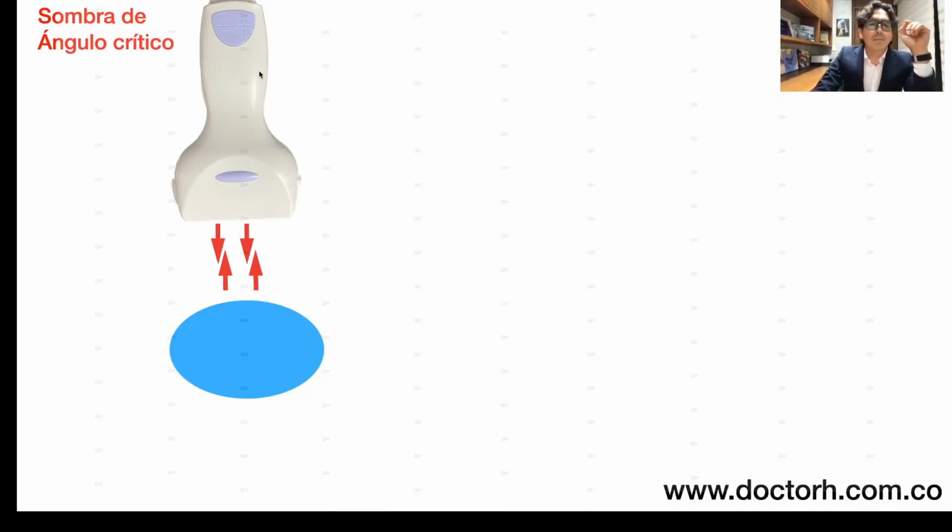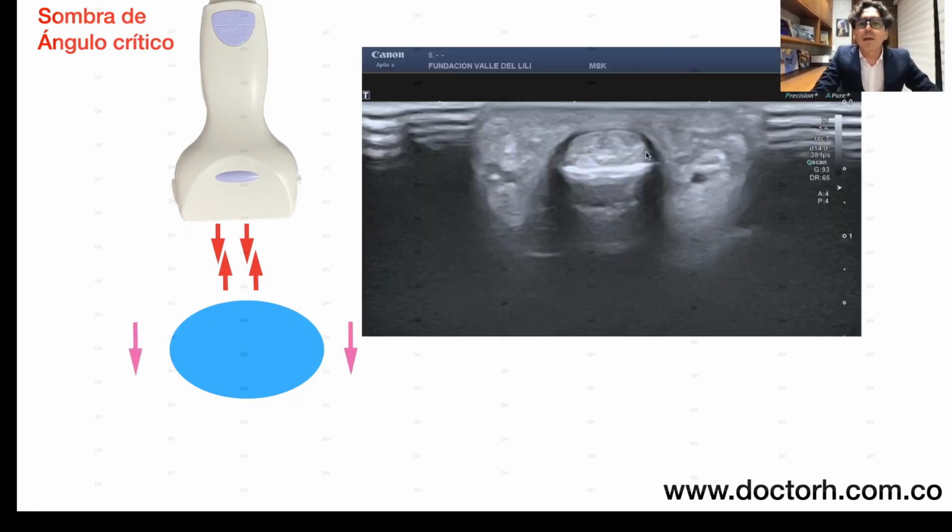The next artifact is the critical angle shadow. What is this? The way the probe is positioned means that if I am perpendicular, it reflects, and I'll get a very hyperechogenic image. This ultrasound, which is, let's say, at the edges of the probe and travels toward the edge of a usually rounded tendon, will continue and produce this anechoic contour image that is called critical angle shadow.